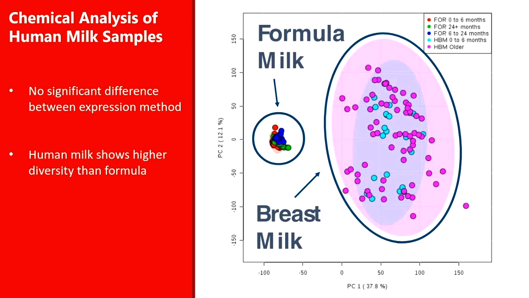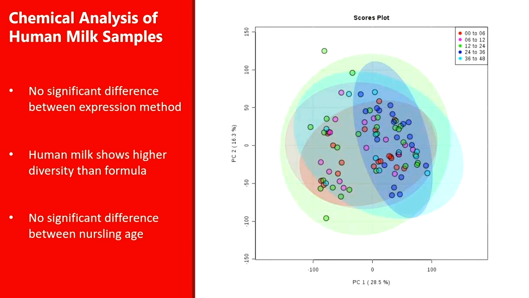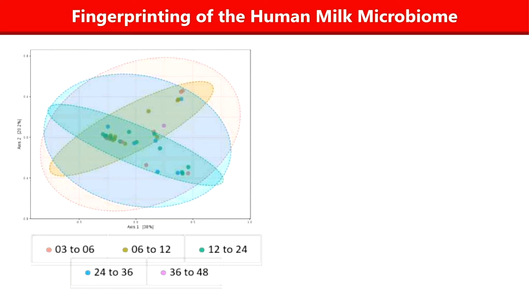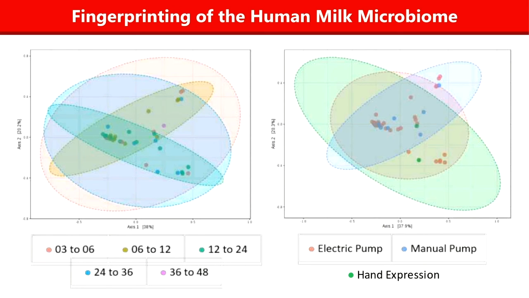But on the breast milk plots, there's a huge diversity in the different types of chemicals and different concentrations of each that we can see. So this shows that there's a lot of diversity within human milk samples coming from different mothers. But importantly, we didn't see any significant differences between nursling ages. We also looked at the microbiome that's found within human milk, and we saw no differences between the different nursing age groups, and we saw no differences either between how the milk was expressed, whether using hand or an electric or manual pump, which is really important.